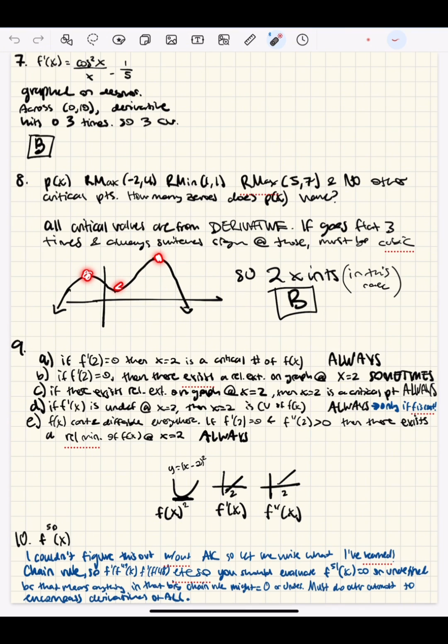And you know that this one's a maximum. Again, this is the graph of p of x in this case, but it's the original one. Its derivative has to go from positive to negative because it's a maximum, then negative to positive, then positive to negative.